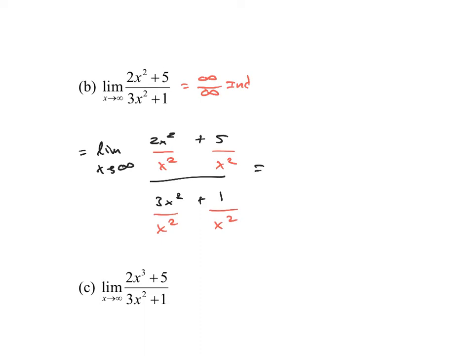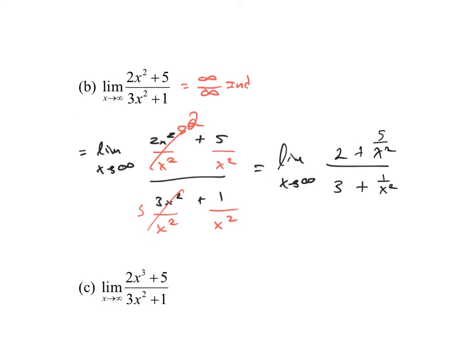Now I'm going to simplify each one of those terms individually. 2x squared over x squared, well, that just goes to the number 2. So that's the number 2 right there. 5 over x squared, that stays exactly the same. That doesn't simplify. 3x squared over x squared, that simplifies to the number 3. And then 1 over x squared, that doesn't simplify, so we'll just leave that. So on top, I have 2 plus 5 over x squared. On bottom, I have 3 plus 1 over x squared.